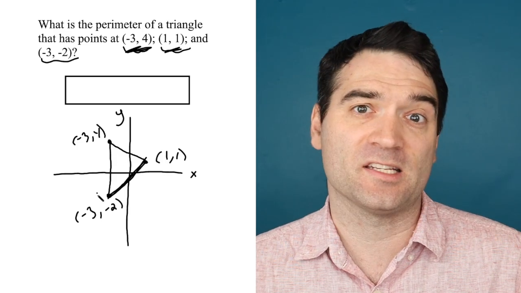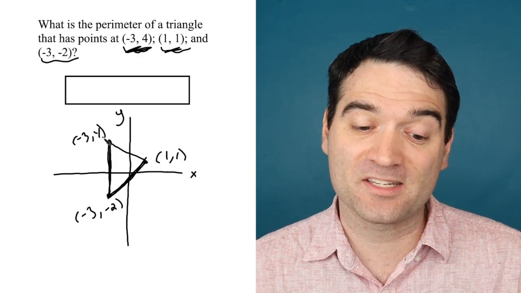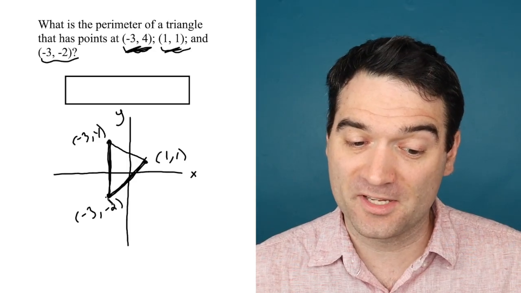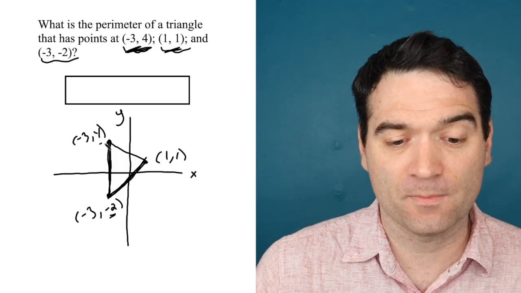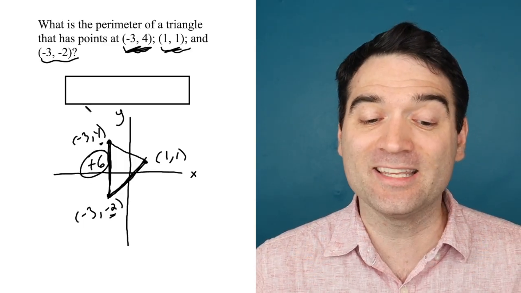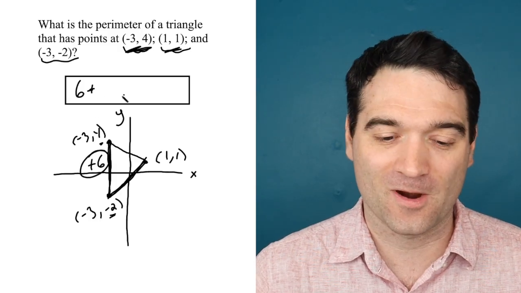Well, let's start with the easiest side to calculate. That's going to be this one. And I say easy because they have the same x-coordinate, right? They're both at -3. So we just need to figure out what this vertical distance is here. How far did I travel to go from -2 to +4? Well, that's a distance of 6. So I can at least say part of this is 6, plus whatever these other two are.